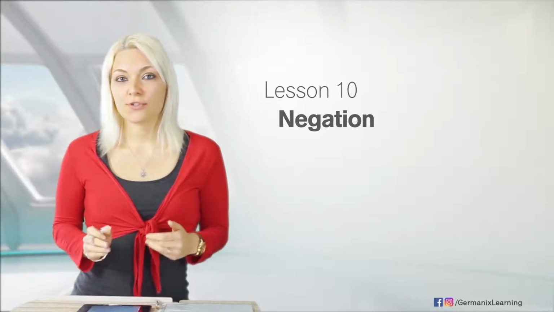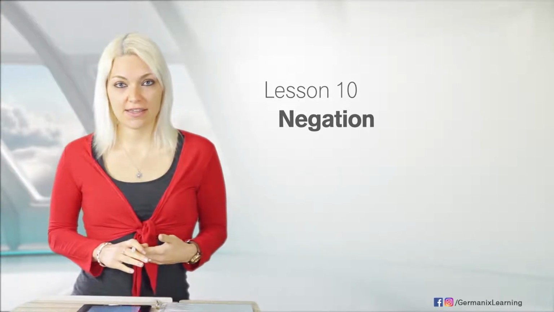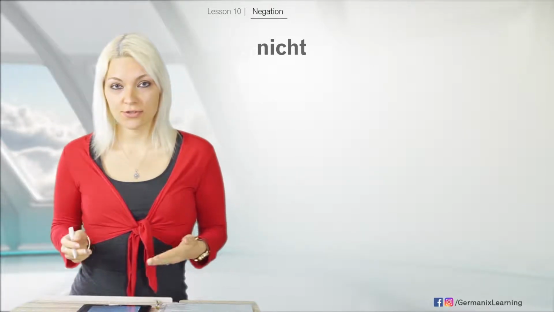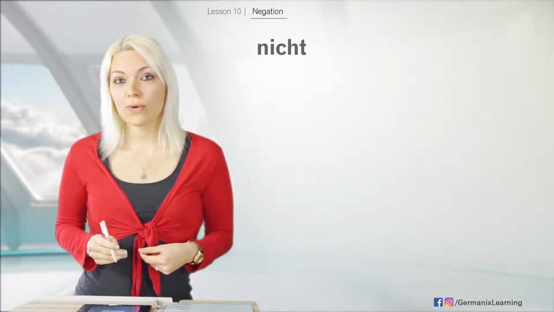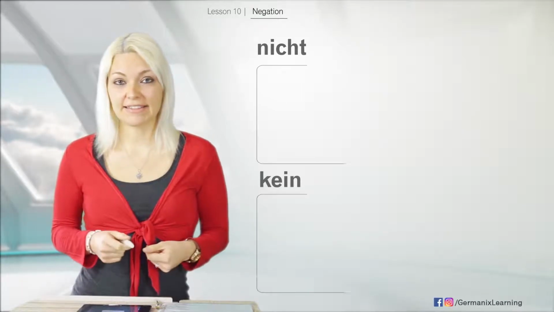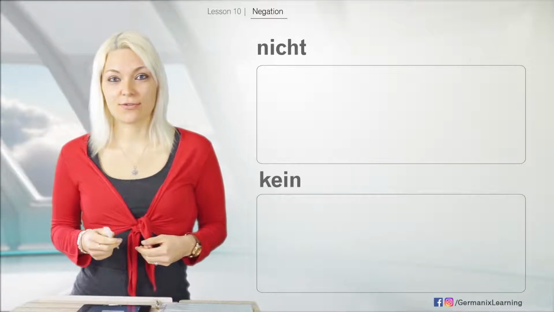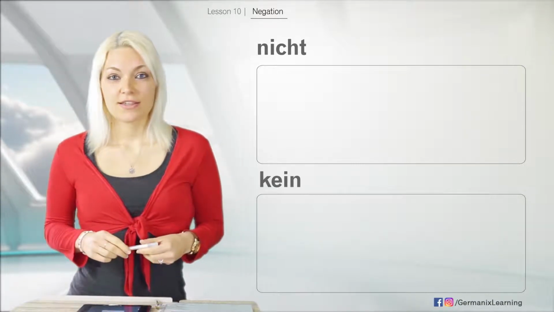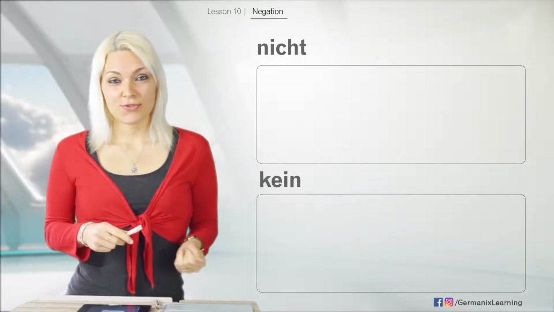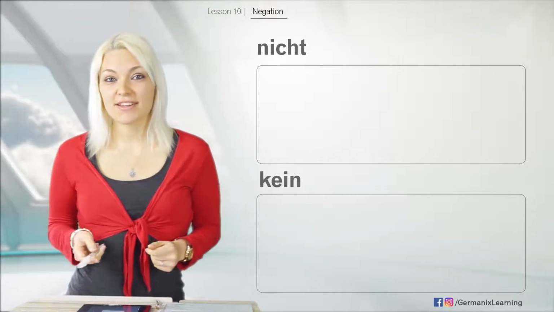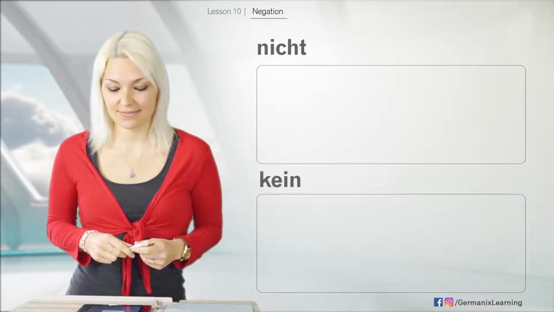In German, we have two ways of negating things. We have the word nicht in order to say not, or we have kein, keine, and other variations of that in order to say not. So, which one to use when? This all depends on what exactly you are negating in your sentence.